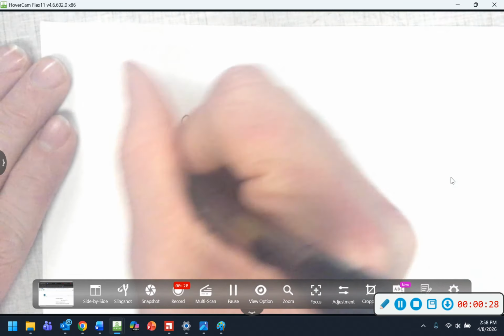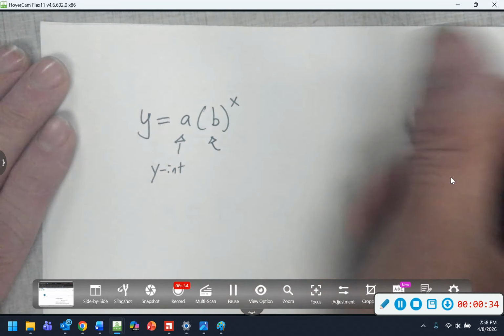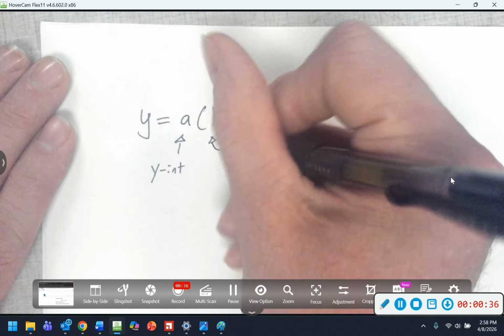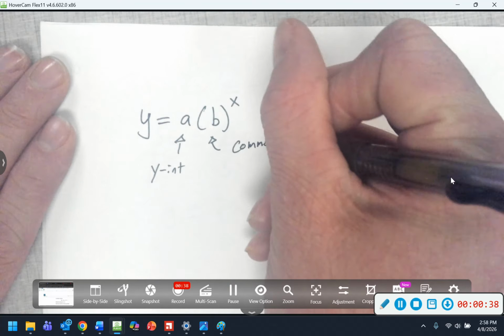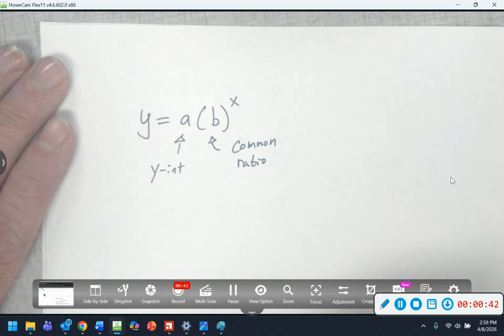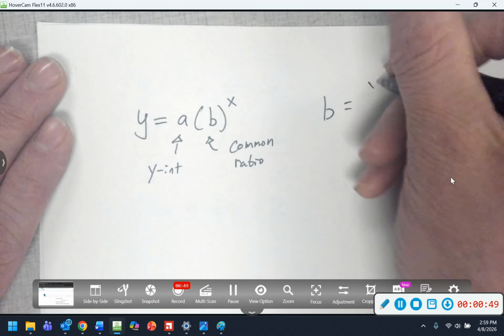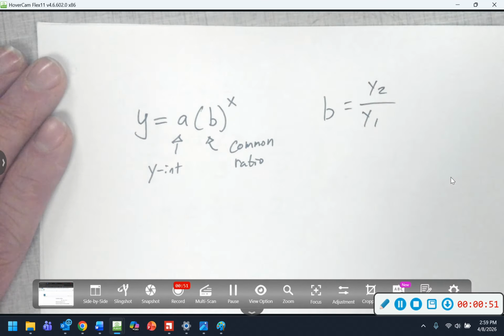A, that's essentially our y-intercept. What was the starting amount when x is 0? And then the b is our common ratio. What are we multiplying by? In this case, or you can call it a common factor, lots of different names for it, the main struggle is going to be finding that b value.